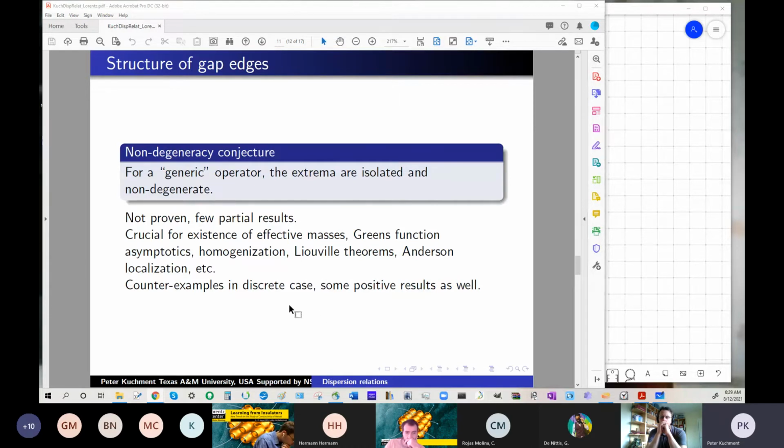In the discrete case, there are counterexamples. There are no counterexamples in the continuous case. It's believed to be true. And there are some cases when one can get positive results.